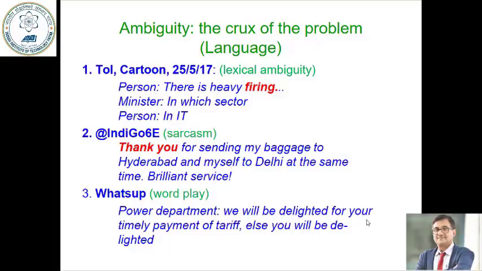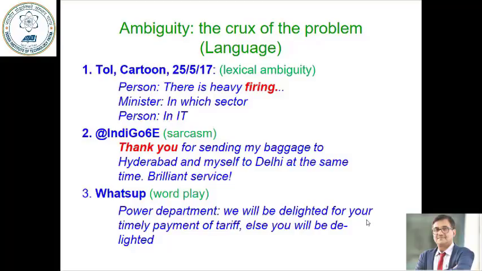But the person's answer comes as a kind of surprise. The person says the firing is in the IT sector. That means the IT personnel are being laid off. So here is an example of a humorous situation where the expectation has been thwarted to produce a completely different conceptualization. So this is due to the ambiguity of the word firing. Firing can mean actual exchange of gunfire, or it can mean laying off of employees. So the humor and the dramatization of the situation comes from the ambiguity of the word firing.